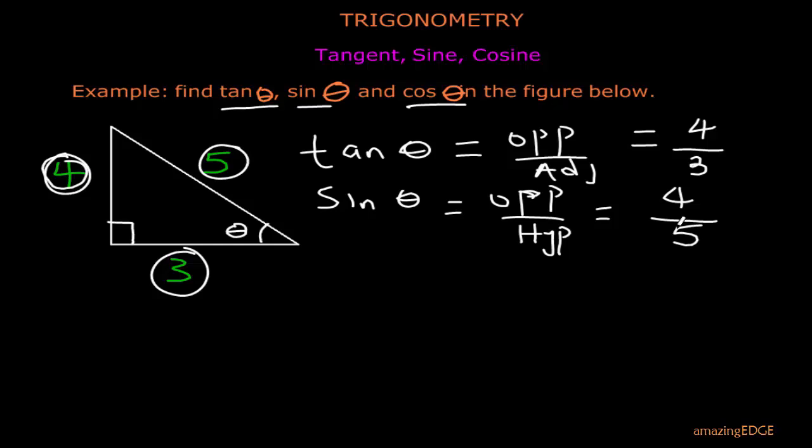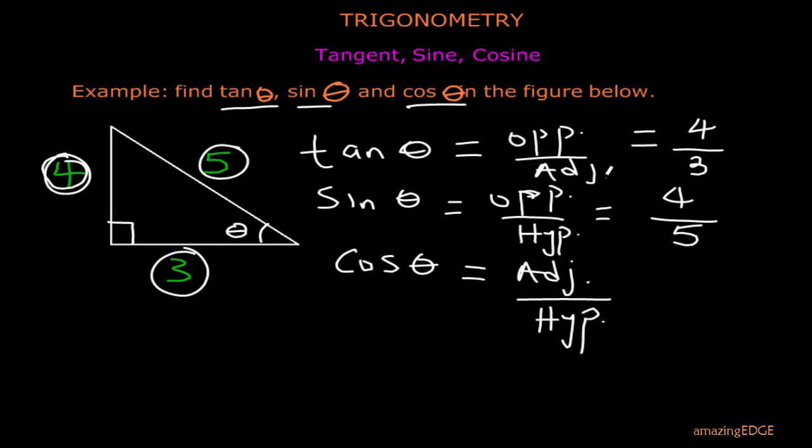And finally, we look at cos theta. Cos theta is adjacent over hypotenuse. So again, our adjacent is given as 3, so this will be equal to 3. Then our hypotenuse is the longest side, which is given as 5.